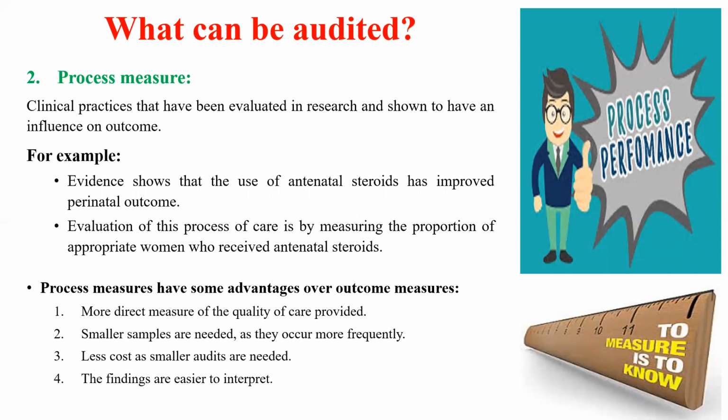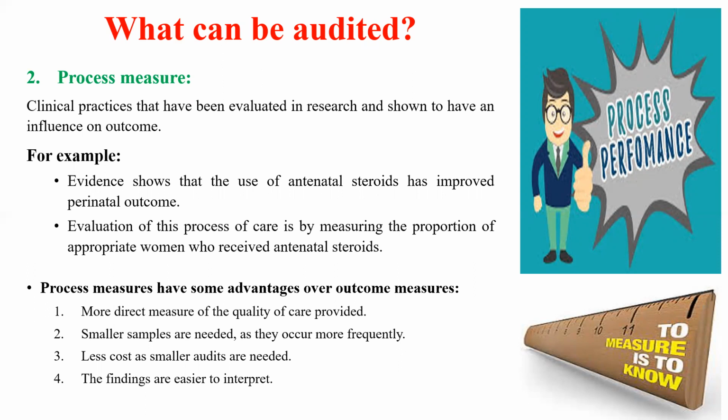The second thing to be audited is the process of the service itself. Actually, this part is very important because it concerns clinical practice that has been evaluated in research and shown to have an influence on outcome. To make it easier, let's take another example. If the evidence shows that the use of antenatal corticosteroids will improve the perinatal outcome, how do we audit this? We will evaluate the process here by measuring the proportion of women who received antenatal corticosteroids.